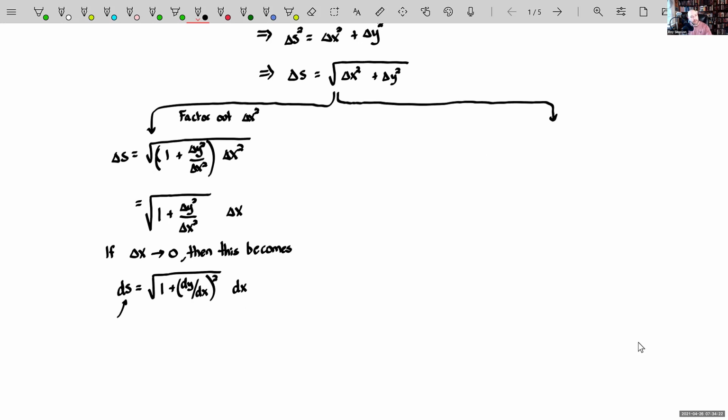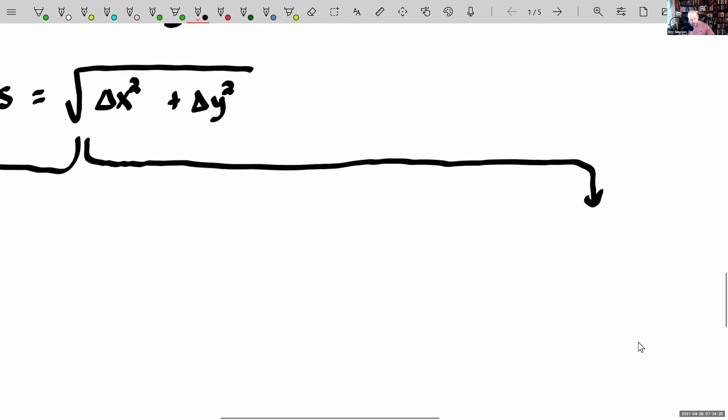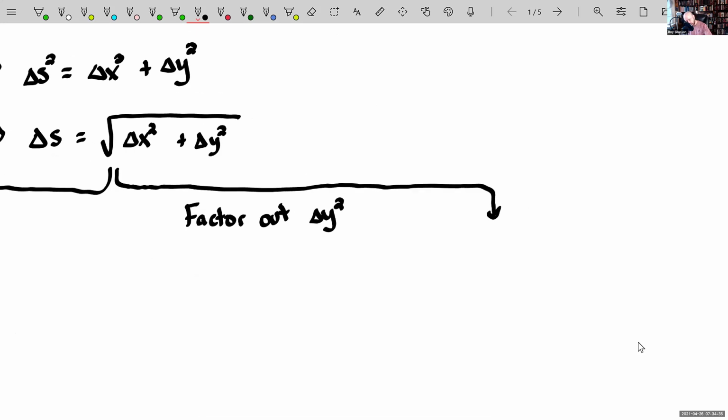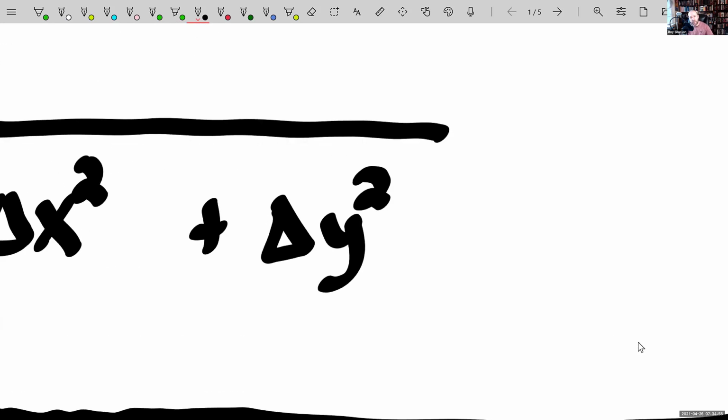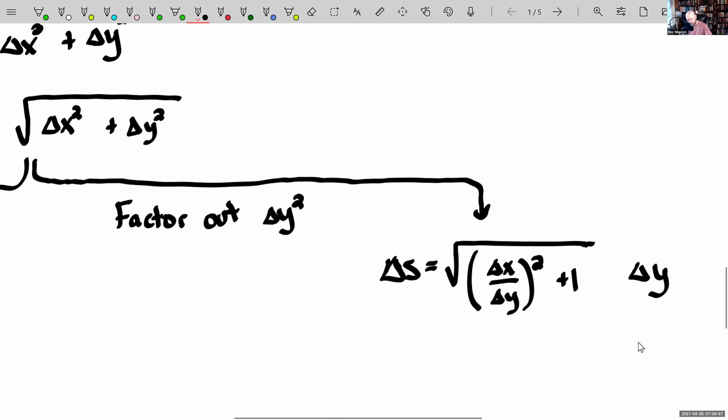Along the same lines, if you are integrating not with respect to x, but instead slicing the world with respect to y, you do the same thing. Factor out delta y squared. If you had done it that way, you'd get delta s is equal to the square root of delta x over delta y squared plus 1, times delta y. Again, I factored out a delta y squared out of both those terms. Delta y squared divided by delta y squared is just a 1. That's where this 1 comes from.